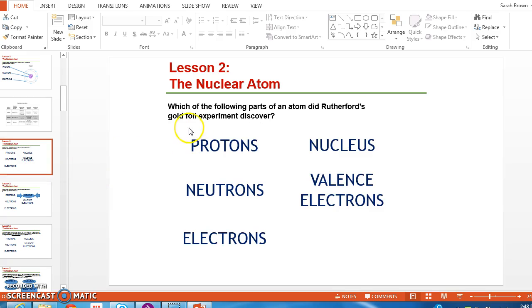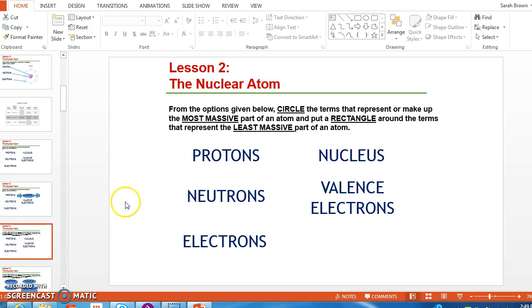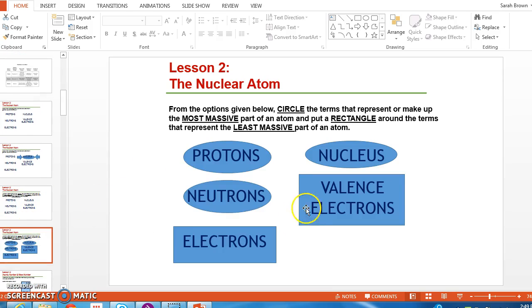All right, which of the following parts of an atom did Rutherford's gold foil experiment discover? Good job if you got it right. Rutherford discovered the nucleus. Next question. From the options given, circle the terms that represent or make up the most massive parts of an atom and put a rectangle around terms that represent the least massive parts of an atom. So the most massive are the protons, the neutrons, and the nucleus. The least massive are the electrons and the valence electrons.